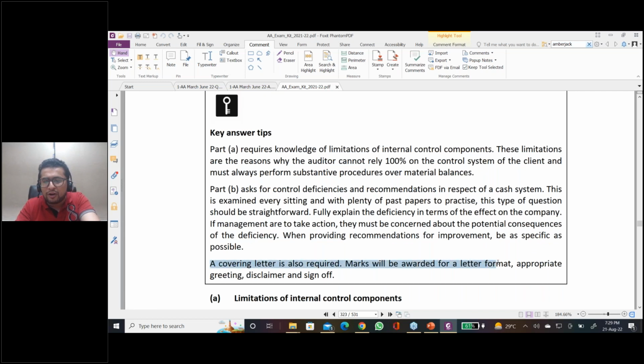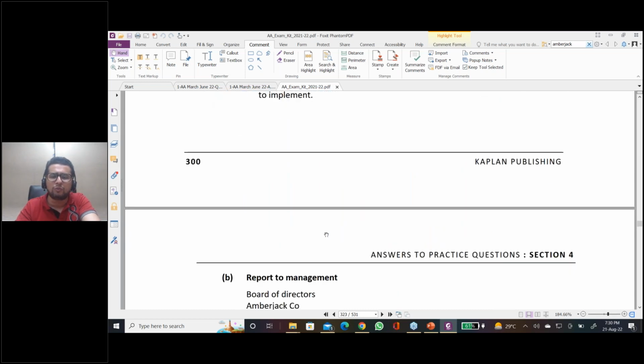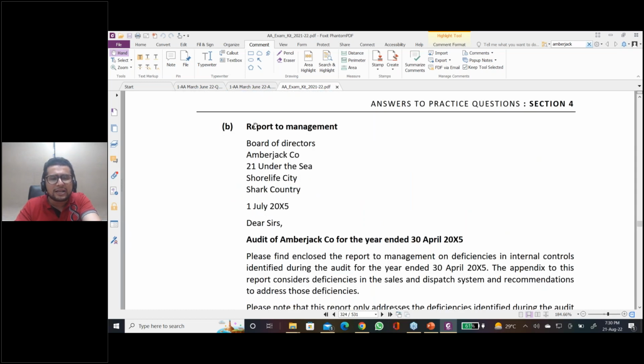Marks will be awarded for a letter format, so take care of the format, and then appropriate greetings such as the start and the finish, disclaimer and sign off. Let me explain what's that. So it's a report to the management. Covering letter is basically a report to the management from the external auditor. This report is never publicly available.